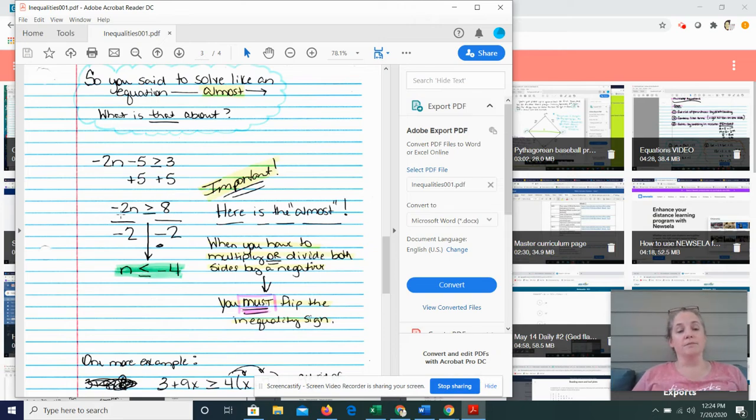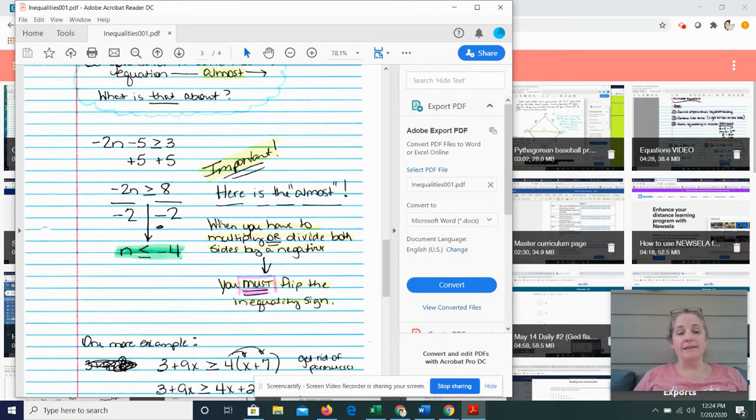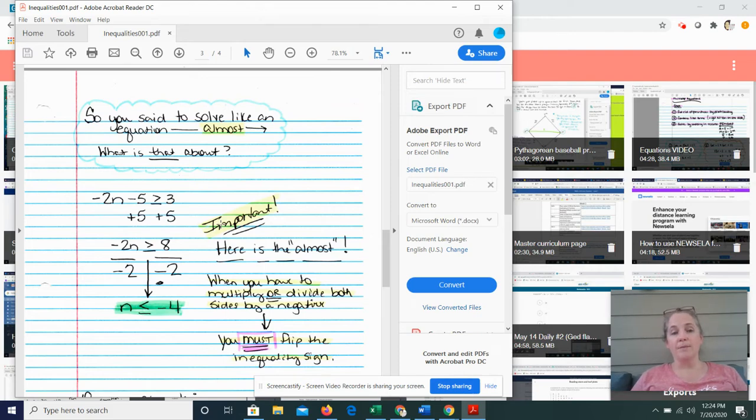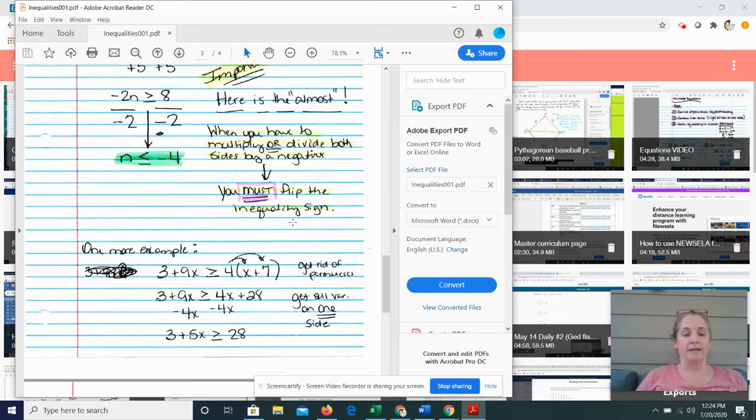So negative 2 divided by negative 2, a negative divided by a negative is positive, so it just leaves you n, okay? And 8 divided by negative 2, a positive divided by a negative is negative, so it's negative 4. And then you have to flip the sign, and don't forget that equal portion because it's greater than or equal to, so it becomes less than or equal to. Okay, so that's the only, like I said, caveat at the beginning is that you have to flip that sign if you're multiplying or dividing by a negative.